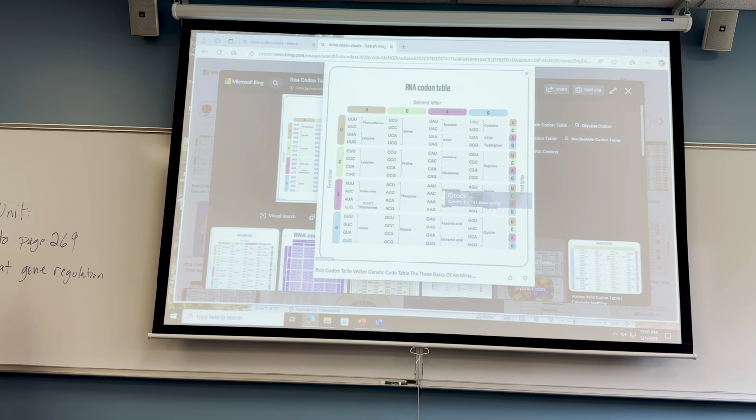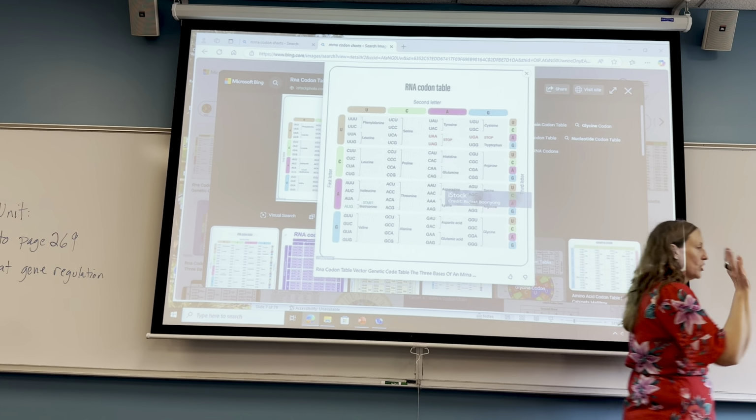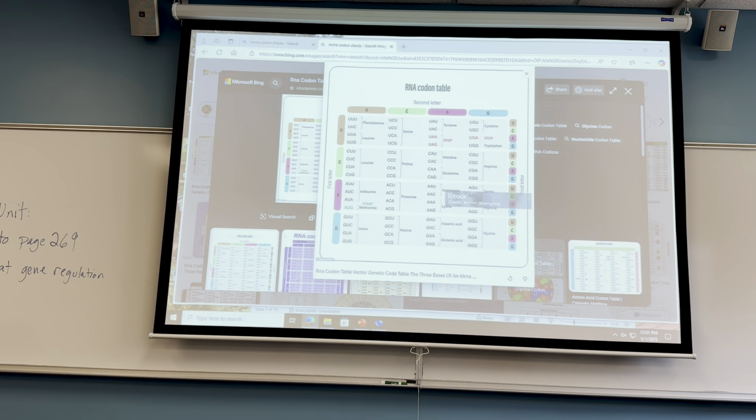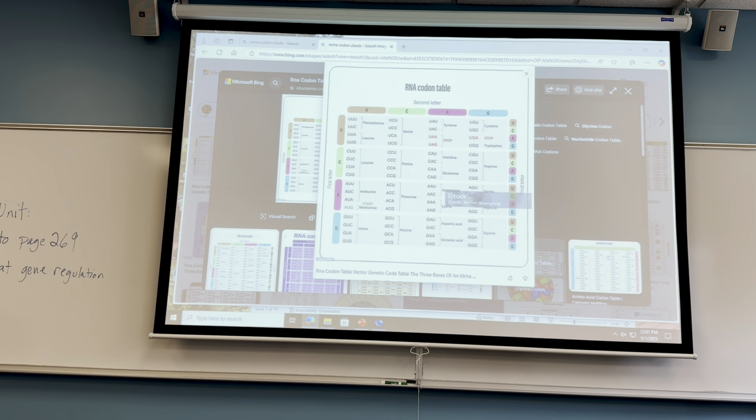Good question too. So just to show you what I'm talking about, we'll work with this codon table in lab. But just remember, you are always looking up the mRNA, always the mRNA, not the tRNA.